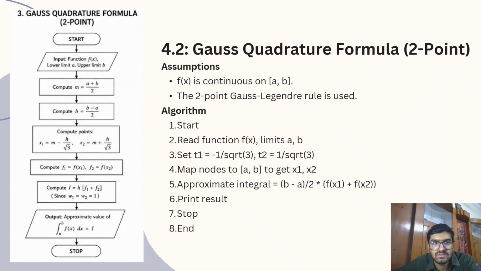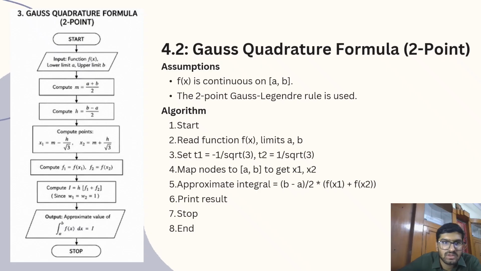The second method is the Gaussian quadrature formula, 2 points. In this, f of x is continuous on a comma b, and the 2-point Gaussian rule is used. We start by reading the function f of x, limits a comma b, set t1 equals minus 1 divided by square root of 3, and set t2 equals 1 divided by square root of 3. Then we map the nodes to a comma b to get x1 comma x2. The approximate integral is equal to b minus a divided by 2 times f of x1 plus f of x2. Then we print the result, and here is how the algorithm ends.